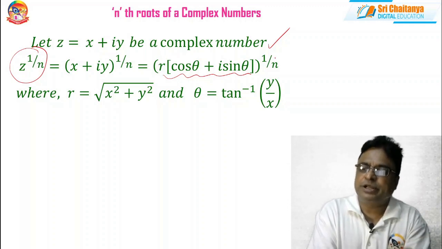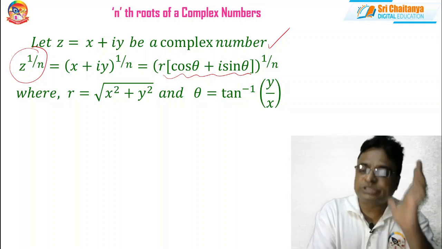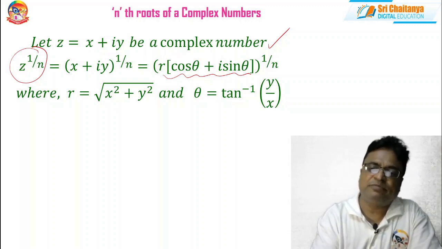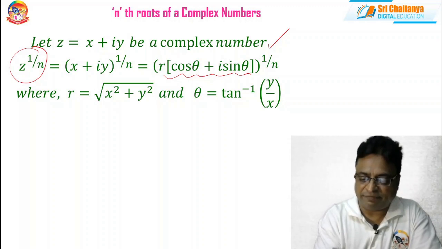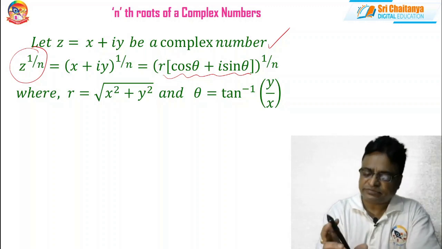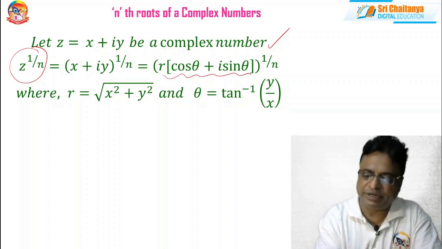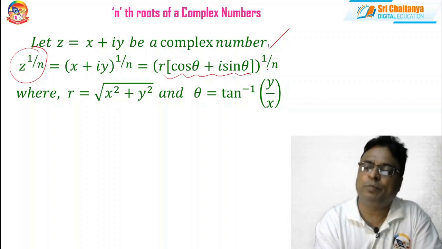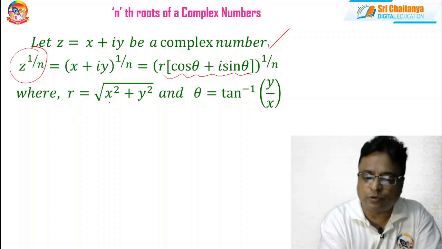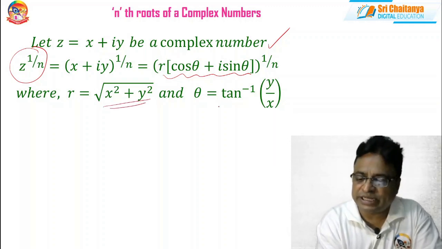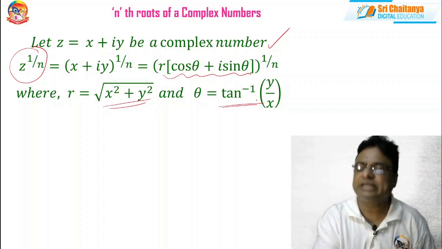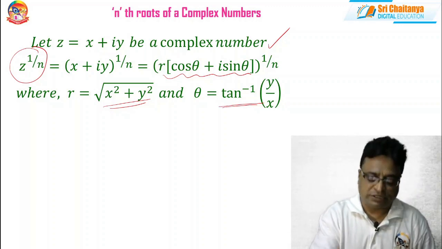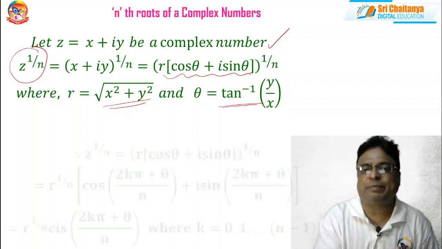So whenever they are asking you to find the roots of a complex number, if it is already in polar form or mod-amplitude form, there is no problem. Otherwise, for any general x plus iy, you first write it in polar form, that is r (cos theta plus i sin theta) whole power 1 by n, where r is equal to root of x square plus y square and theta is equal to tan inverse of y by x. Theta is the argument or amplitude, and r is the modulus of the complex number.